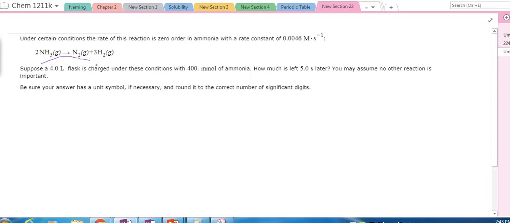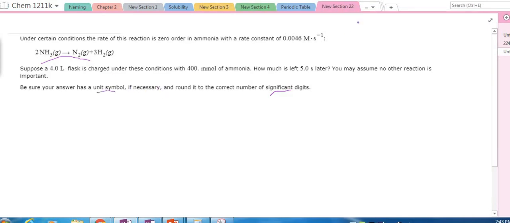It says, suppose a 4-liter flask is charged under these conditions with 400 millimoles of ammonia, and they want to know how much is left 5 seconds later. Okay, and we need to worry about sig figs, and we have to worry about a unit as well.